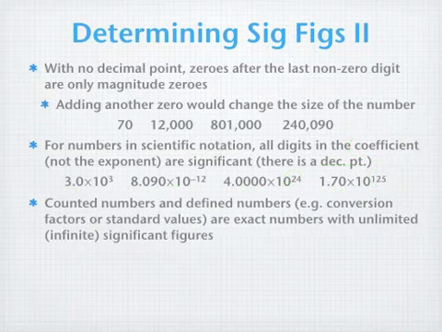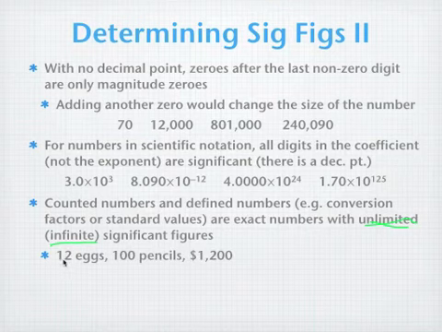Finally, there's a set of numbers that have infinite or unlimited significant figures. These infinite and unlimited significant figures are counted numbers, so if you can count something, or a defined number, conversion factors, or standard values, those are going to be significant figures. For instance, 12 eggs is a count. You can't have 12.1 eggs. You can't have 11.9 eggs. If you accidentally count 13, that's a mistake. That's not random error. That's a mistake in your measurement, so that doesn't count as counting towards precision.